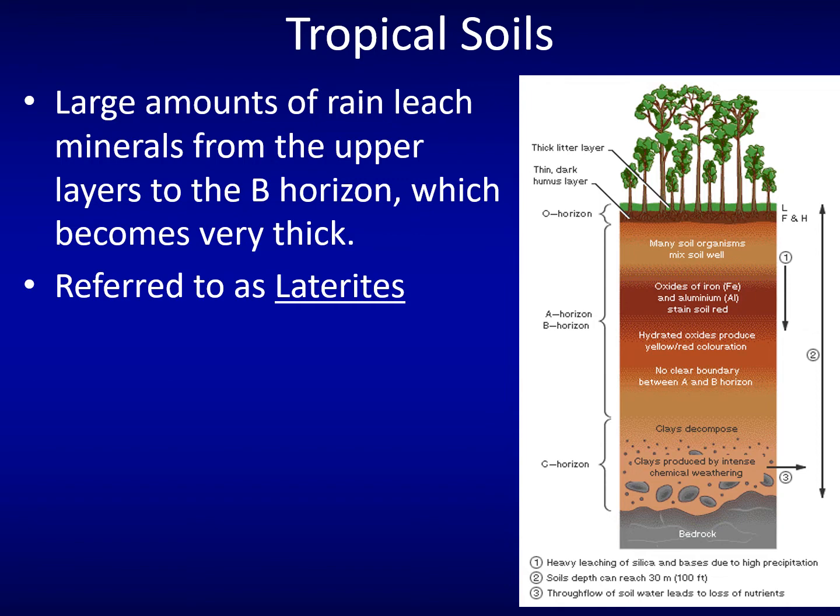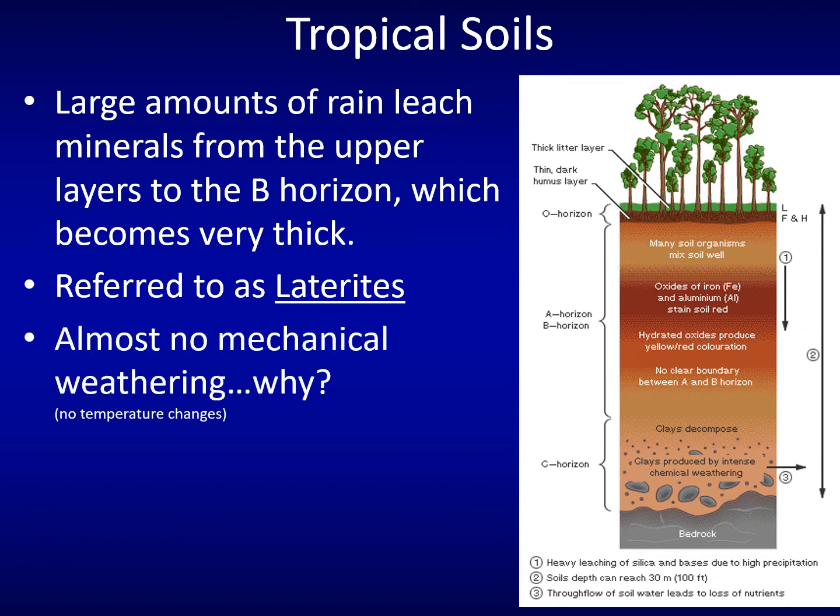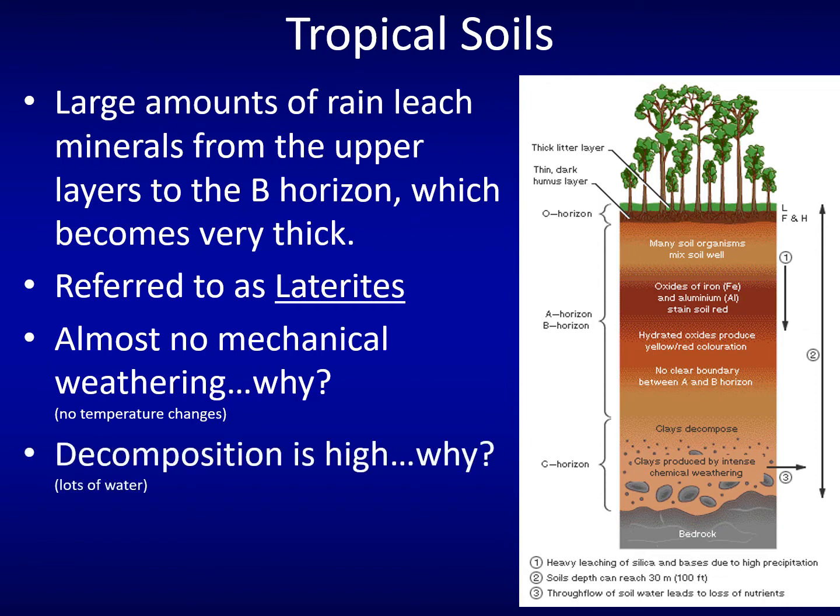Tropical soils have a name they're referred to. They're called laterites. We don't have a lot of mechanical weathering in tropical soils. Why do you think that is? Well, because it's listed there. The answer: no temperature changes, and the decomposition is high because there's lots of water in the soil. And so tropical soils are characteristic because of their climate and the associated climate that they have in there.